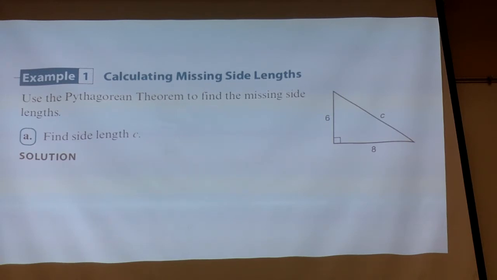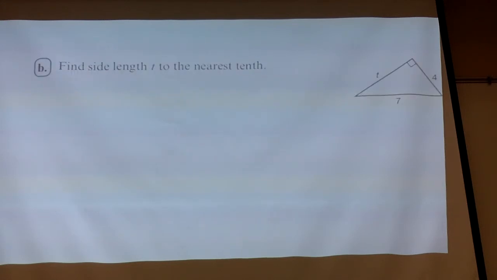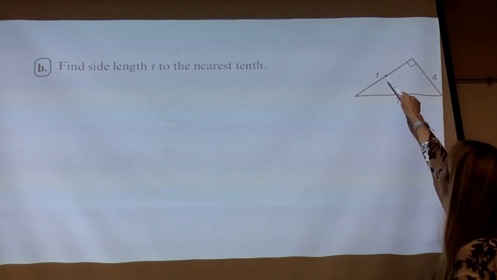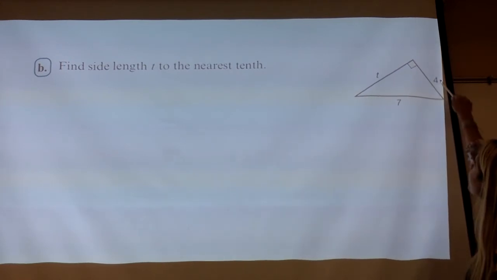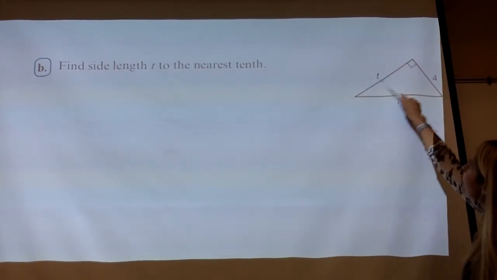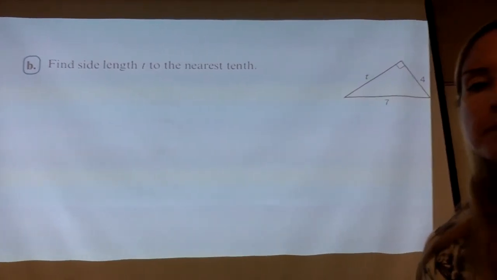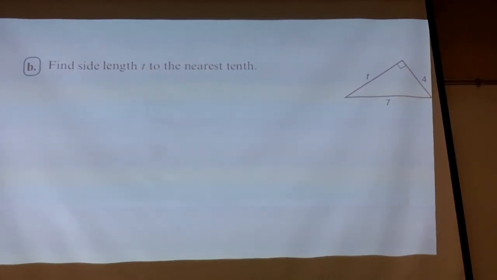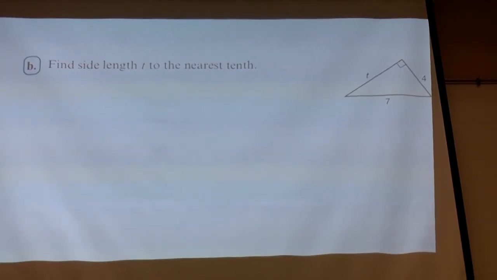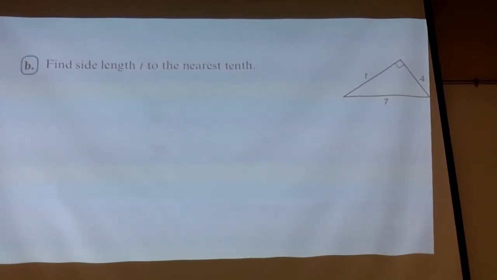Alrighty. Moving on to the next one, I'd like you to try this one on your own. Please find the side length t to the nearest tenth. Okay, so we can see that we have the 4 and the t are our legs. They're connected to the right angle there.